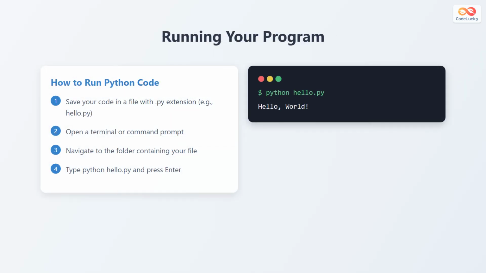Now that you've written your first Python program, let's run it. First, save your code in a file with the .py extension. For example, you can name it hello.py. Next, open a terminal or command prompt on your computer. Navigate to the folder where you saved your file. Finally, type python hello.py and press the Enter key. The output should be Hello World, displayed on the next line.